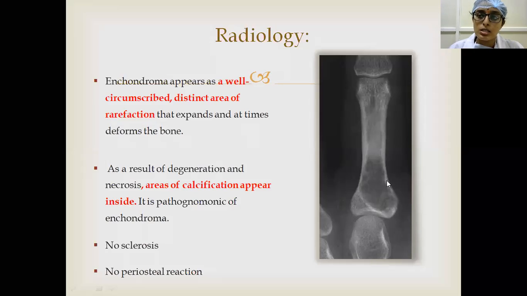And sometimes, as a result of degeneration, necrosis, or in case of pathological fractures, during the healing process, we will find some calcifications appearing inside the tumor. So these are pathognomonic of enchondroma. And also please note that there will not be any sclerosis or periosteal reaction in enchondroma. Please remember this feature, because there is another lytic tumor called fibrous dysplasia, where you will find some slight sclerosis in the margin. We are going to see it further.